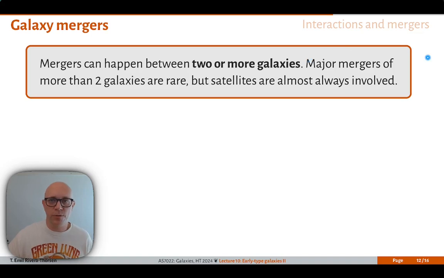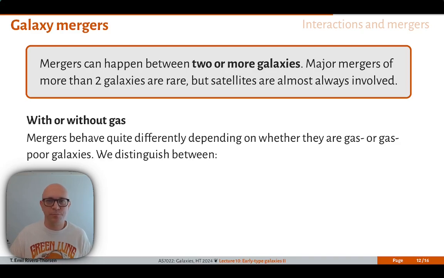Mergers can happen between two or more galaxies, and major mergers can also be of more than two galaxies, but they are quite rare. On the other hand, when two large galaxies are colliding in a major merger, satellite galaxies are almost always involved. So in that way, you can say they are still kind of a multi-galaxy event, but there will be two major galaxies in such a case, and a number of satellites rather than a larger number of major galaxies.